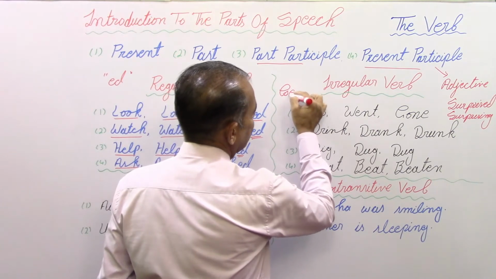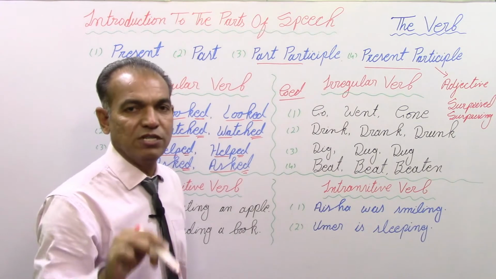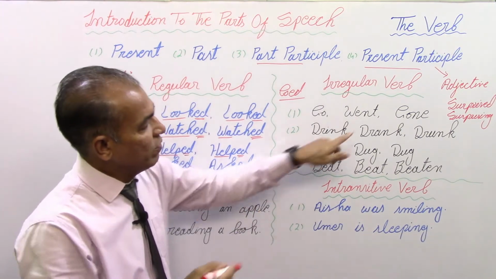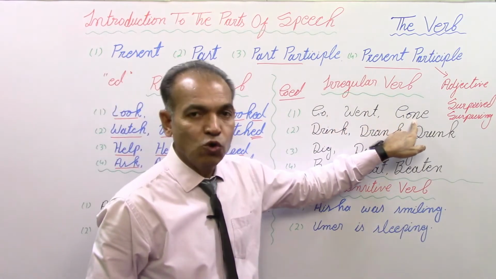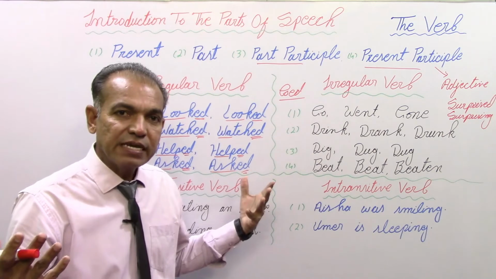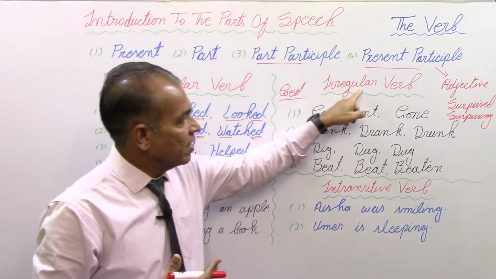Okay, now you cannot add ed here. You cannot say goed. You cannot change it in this way into the second form or third form. What is the second form of go? Went. And the third form, gone. This means the first, second and third forms are all different from each other. So this kind of verb is called an irregular verb.